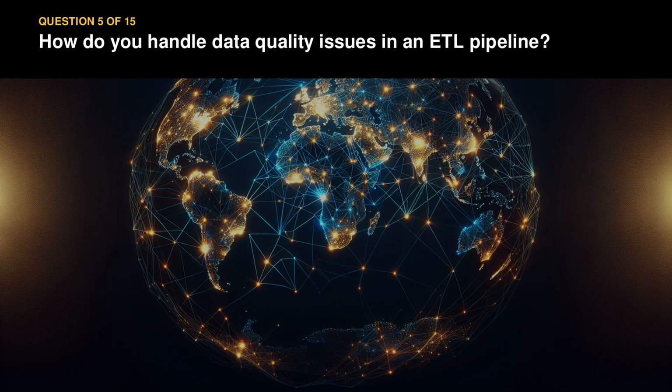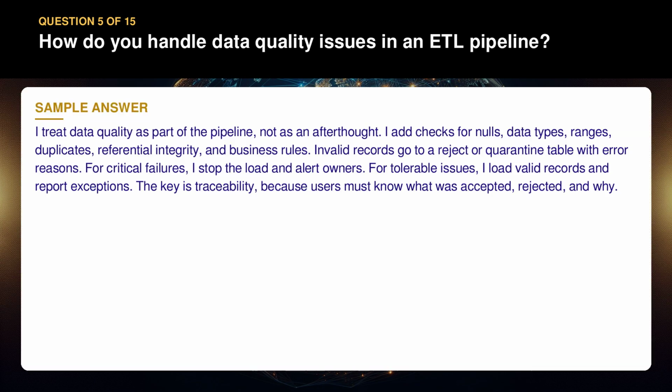Question 5. How do you handle data quality issues in an ETL pipeline? I treat data quality as part of the pipeline, not as an afterthought. I add checks for nulls, data types, ranges, duplicates, referential integrity, and business rules. Invalid records go to a reject or quarantine table with error reasons. For critical failures, I stop the load and alert owners. For tolerable issues, I load valid records and report exceptions. The key is traceability, because users must know what was accepted, rejected, and why.